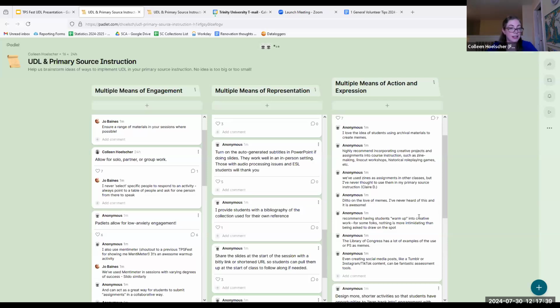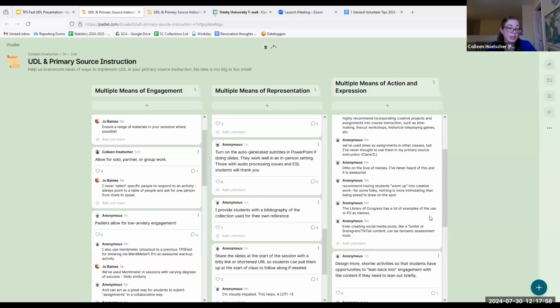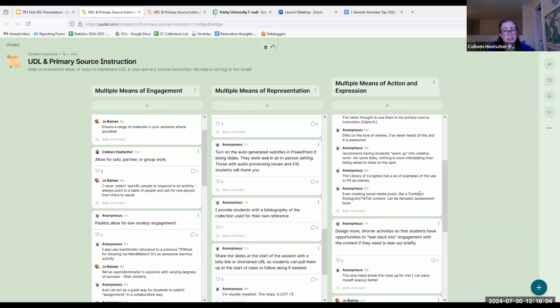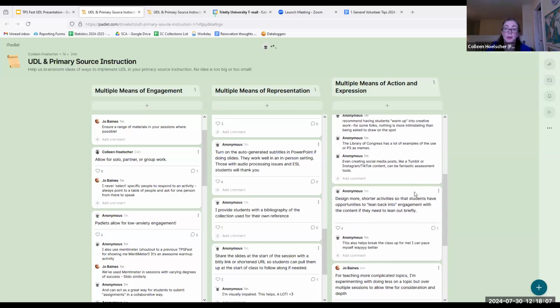So having that artistic option for the students who are more interested in that, but then also, there are going to be students who just want a traditional worksheet where they say, this is the creator of the object and this is what I learned from it. So giving those different options is a great idea. And another person said creating social media posts like a Tumblr or an Instagram, TikTok content can be a fantastic assessment tool. I think it's a great way of meeting our students where they are and where they're comfortable working.